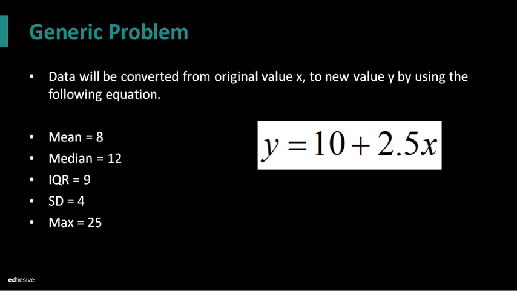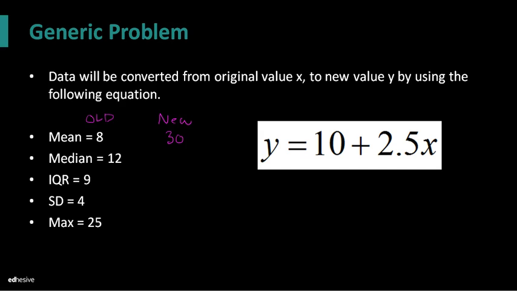So if our mean under the old data is 8, median is 12, IQR is 9, standard deviation is 4, max is 25, I want to figure out what the new values are going to be after this conversion. Well, mean, remember, gets affected by addition and multiplication. Mean gets affected by everything. So the mean is going to be 2.5 times 8 plus 10. So the new mean would become 30, because mean does get affected by both multiplication and addition.